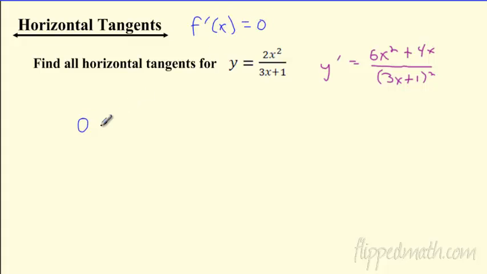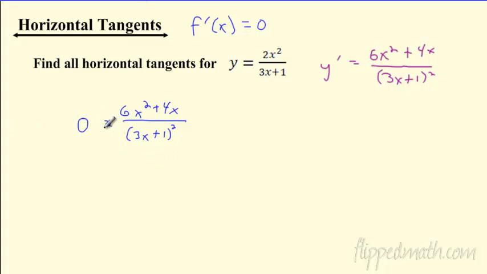So I'm going to say 0 equals 6x squared plus 4x all over that thing on the bottom there. So there it is. So all I got to do is solve this. So yeah, this one looks kind of nasty. I picked a hard one to solve here. A lot of times they're pretty easy peasy if it's like a product rule. But a quotient rule, got a fraction.